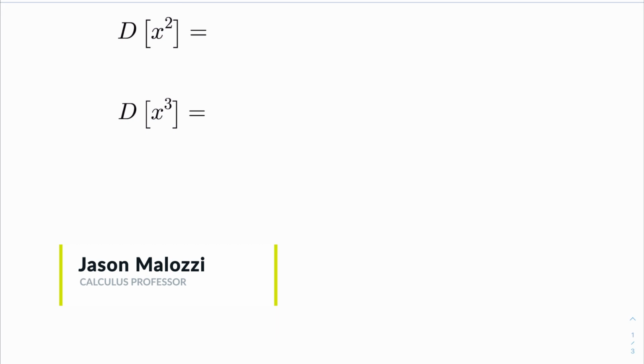What we're going to do in this video is take a look at antiderivatives, which is the reverse process of derivatives. And in order to understand how to find antiderivatives, we need to have a working understanding of derivatives. So as you see here, we have the derivative of x squared, which we know is 2x, and the derivative of x to the third, which we know is 3x squared.